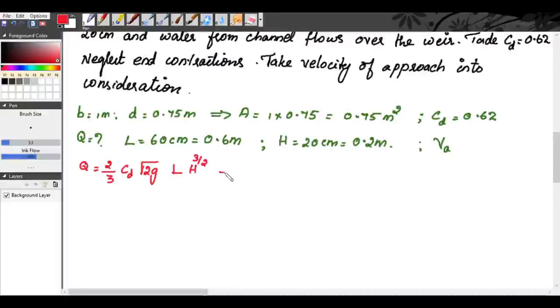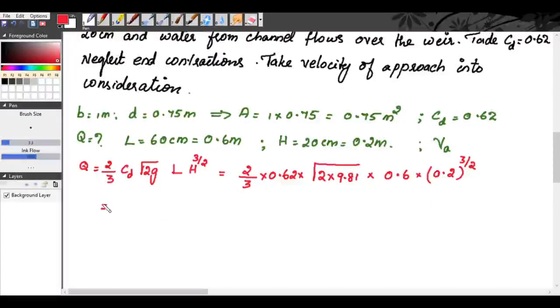Okay, so from which we get 2 by 3 into CD, 0.62, into square root of 2 into G, which is 9.81, multiplied by length 0.6, multiplied by H, 0.2, the whole raised to 3 by 2. So from which we get the discharge Q is equal to 0.0982 meter cube per second.